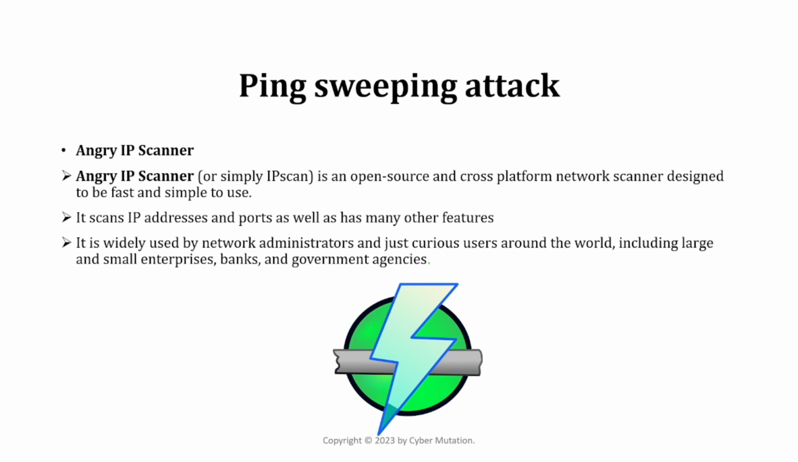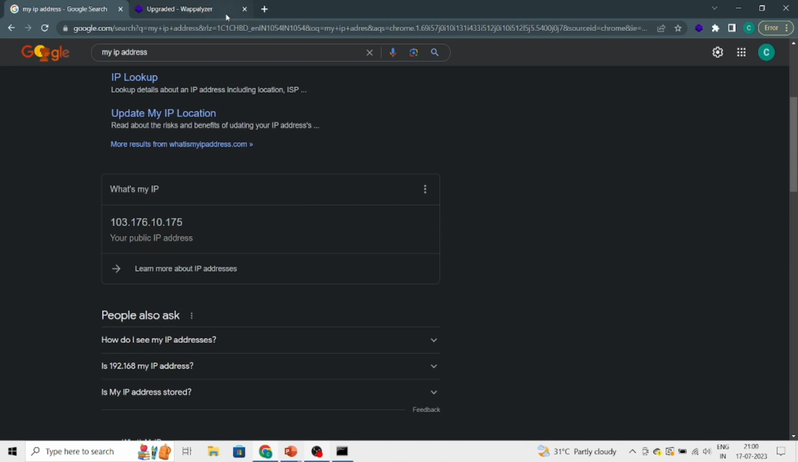And then we have the ping sweep attack. What is a ping sweep attack? Just assume that you are connected to Wi-Fi at your home and you want to check the number of devices connected to your network. For that, you can access the admin panel of your Wi-Fi and check which devices are connected, and you can block them from there. But assume that you are not the network admin, you don't know the password, and still you want to see what the devices are. That is what hackers do, right? So for that, you can use the tool which is known as Angry IP Scanner.